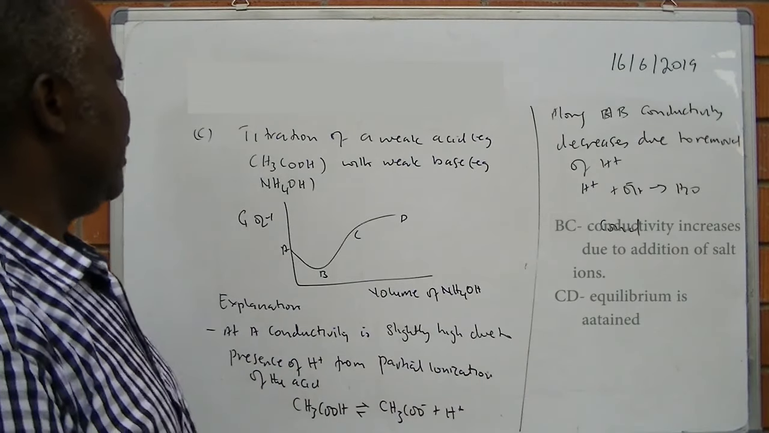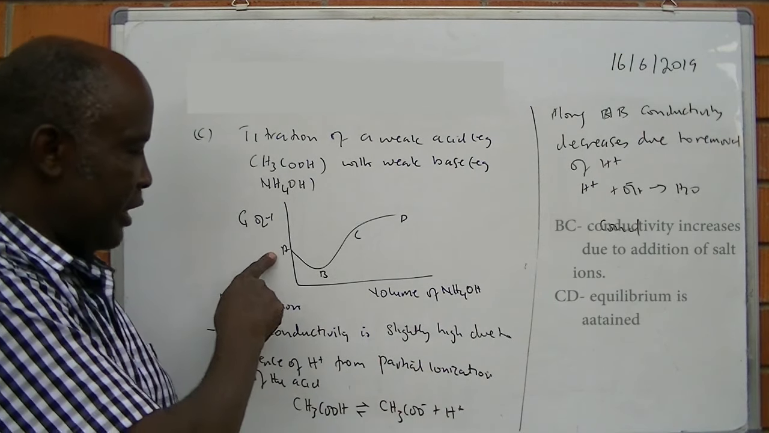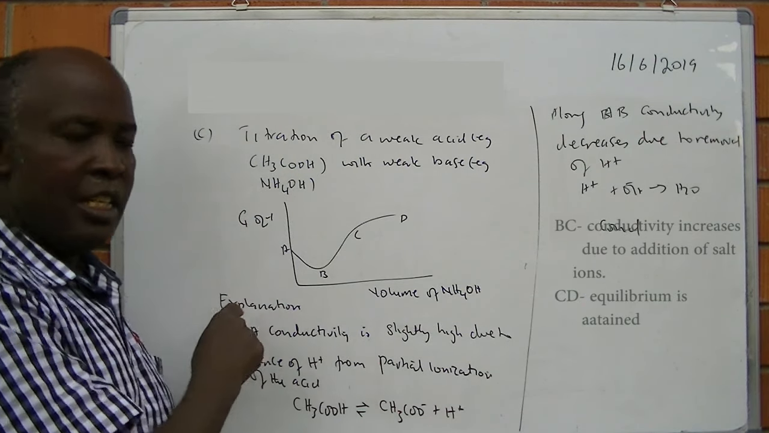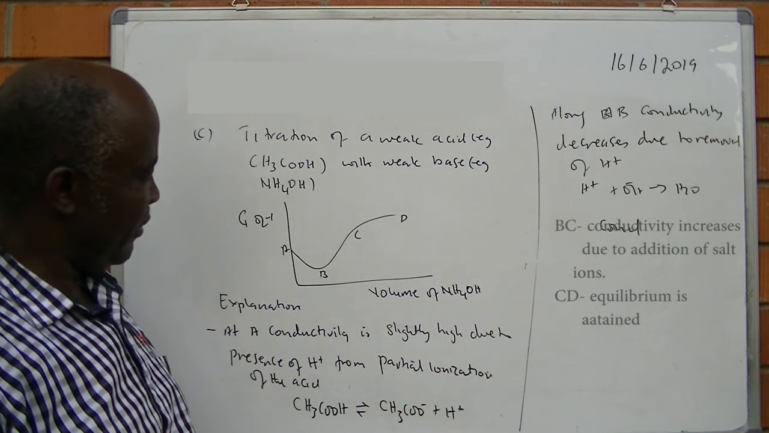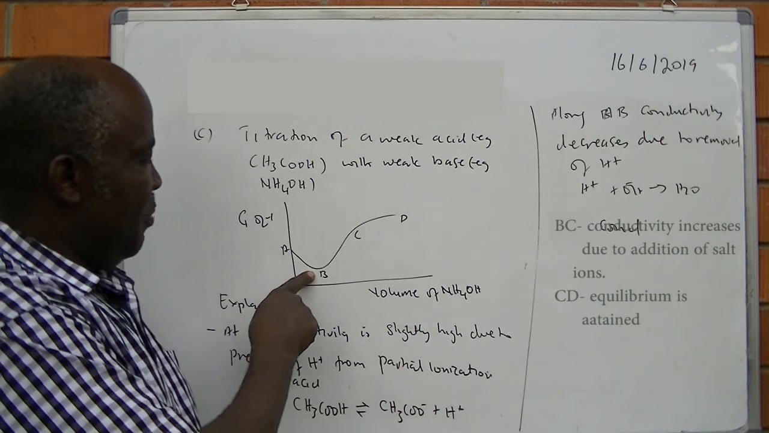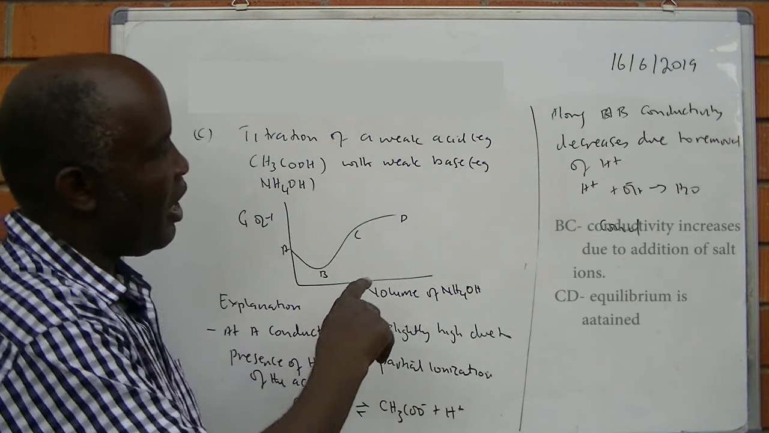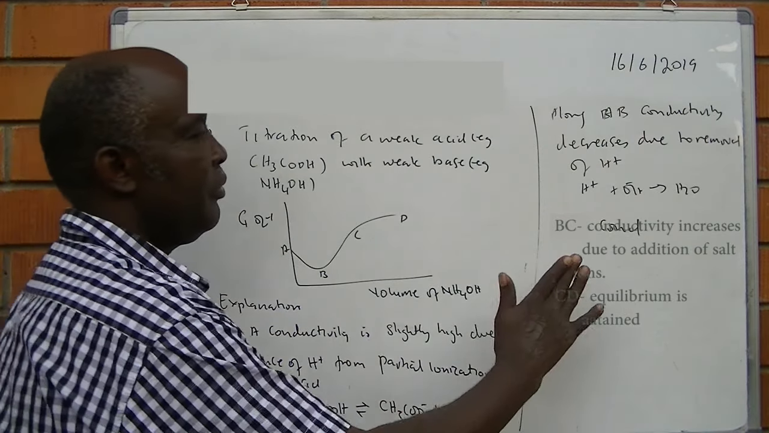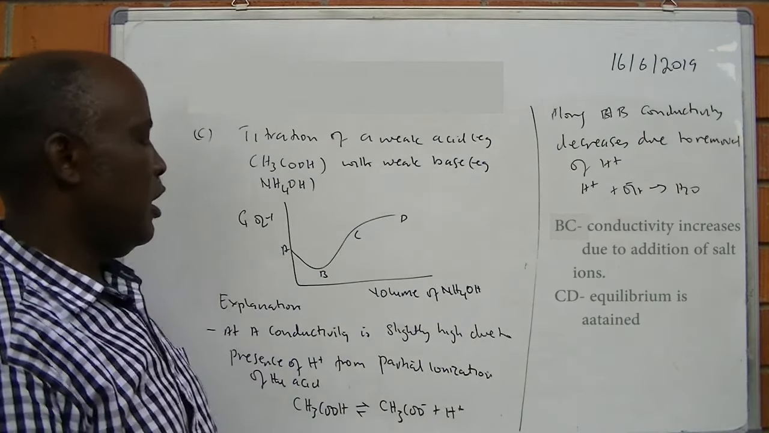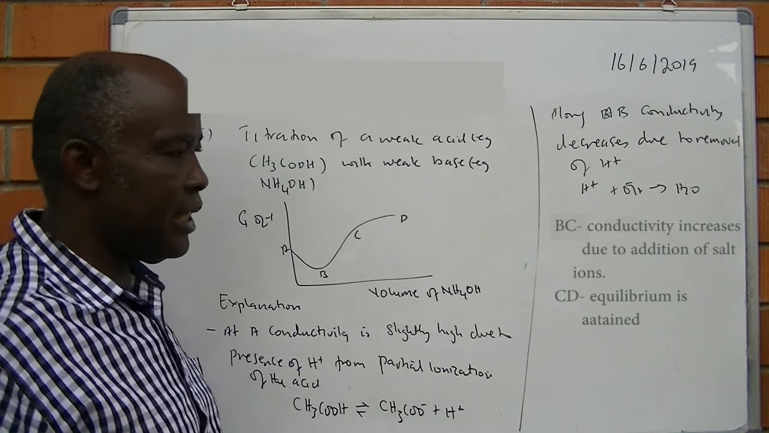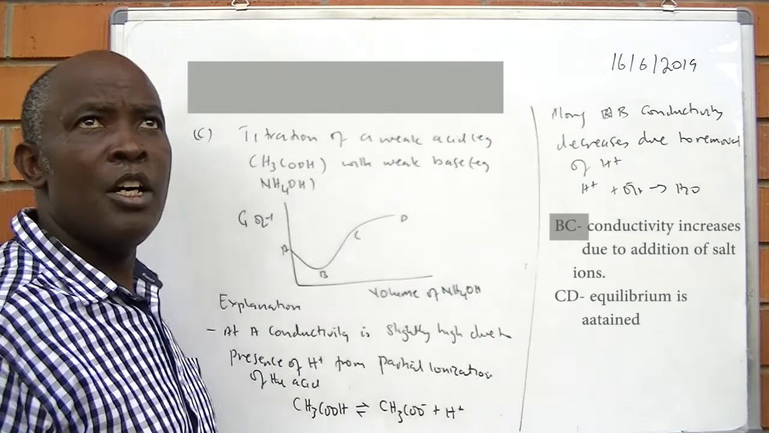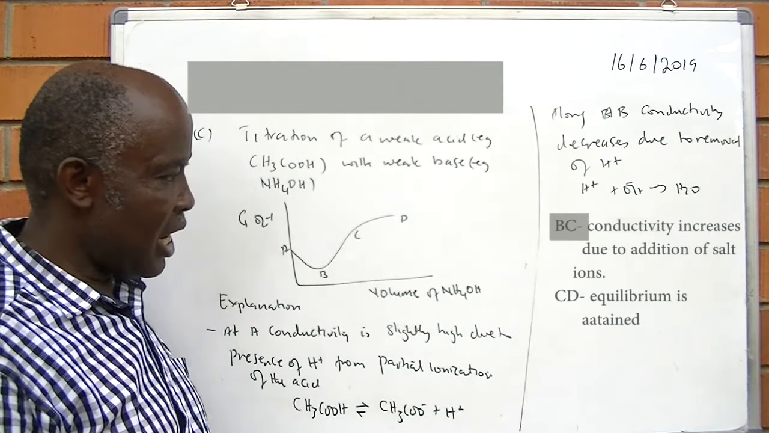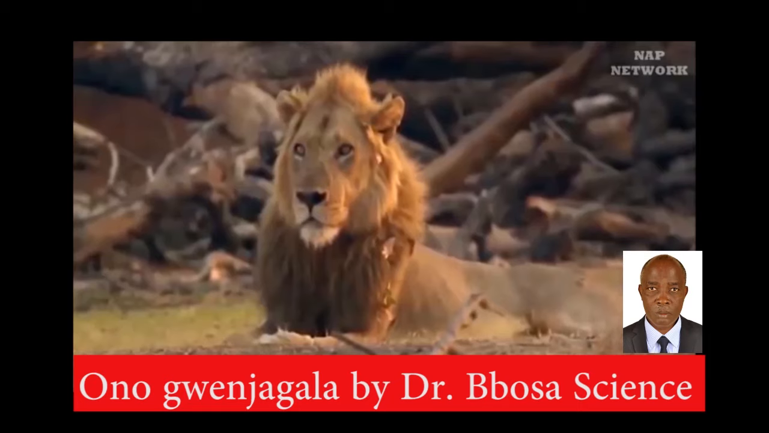Titration of weak acid with a weak base, we get a graph like this. At A, conductivity is slightly high due to presence of hydrogen ions. Along AB, conductivity decreases due to removal of hydrogen ions. BC, conductivity increases due to addition of salt ions. Then CD, conductivity remains constant because equilibrium has been attained.